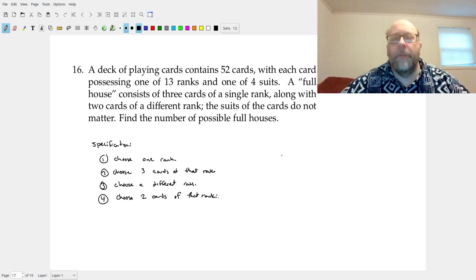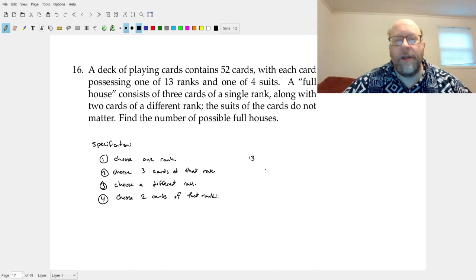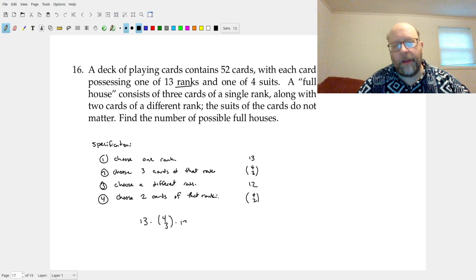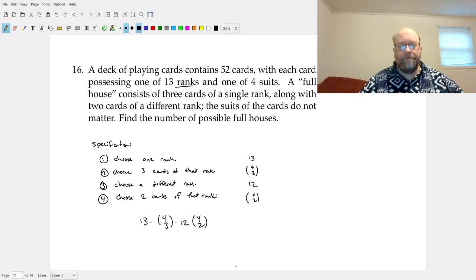All right. So there are 13 ways of choosing the first rank. There are 13 ranks available. And out of the 4 suits, we need 3 cards out of that suit. Then there are 12 ways of choosing the next rank. And then there are 4 choose 2 ways of choosing 2 cards of that rank. And so we get 13 times 4 choose 3 times 12 times 4 choose 2. Okay.